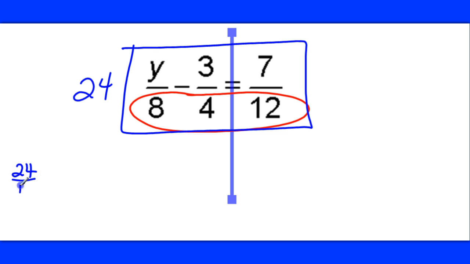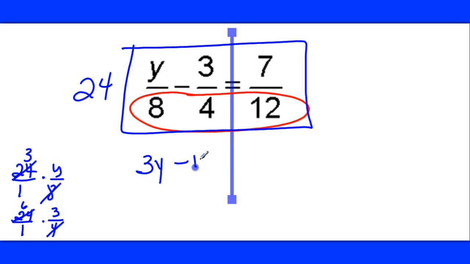24 over 1 times y over 8. 8 will go into 24 3 times, so that's going to give me a 3y. Then I'm going to go 24 times 3/4. So 24 over 1 times 3 over 4. 4 will cancel with 24 to give me a 6. 6 times 3 is 18.